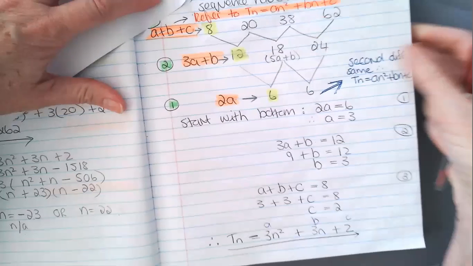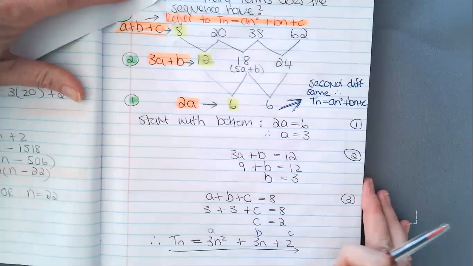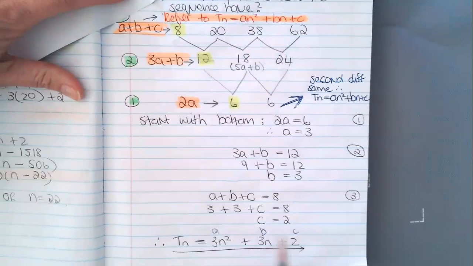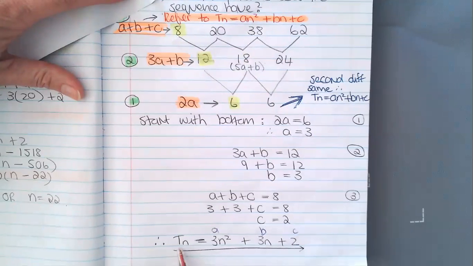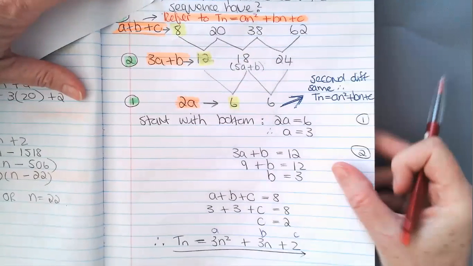And from that then, sorry, let me just fix this. From that then, we can find out A plus B plus C is 8. We can work out the C. And now my general term is an squared plus bn plus c. And we substitute the A and the B and the C. Okay, so that would be our general term.